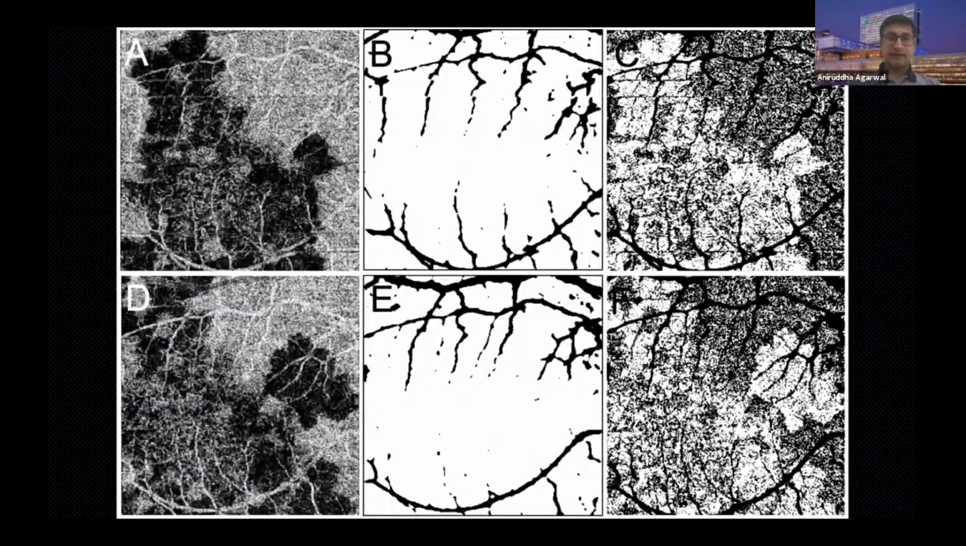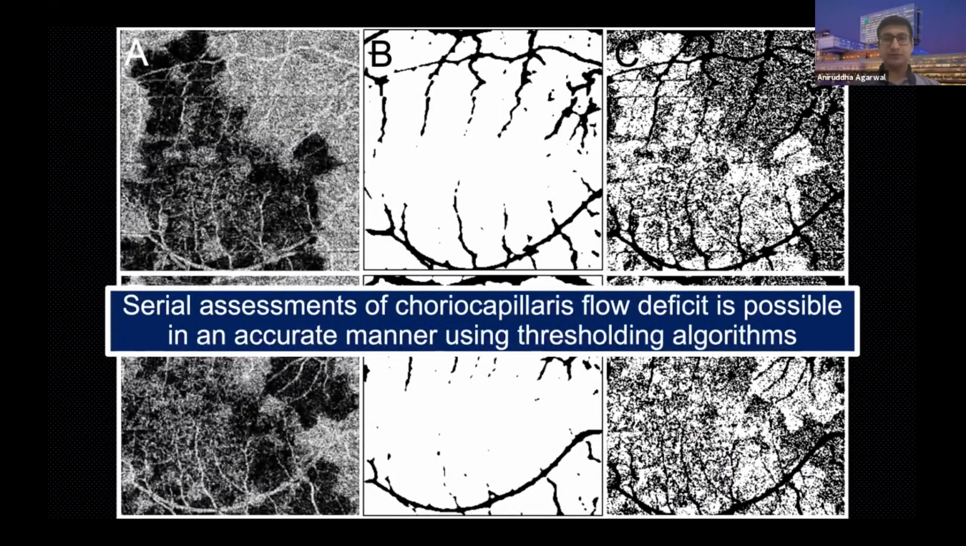So in our practice, obtaining this flow deficit area at baseline and follow-up is very important. For example, in this patient, presented at baseline visit in panel A, you can see this patient has TB choroiditis, and he developed paradoxical worsening of the disease. And in panel D, you realize that there is worsening of the disease, the flow deficit has increased. But after binarizing the image, you can actually quantify the areas in the choriocapillaris flow deficit. So serial assessment of choriocapillaris flow deficit is possible in an accurate manner using thresholding algorithms.